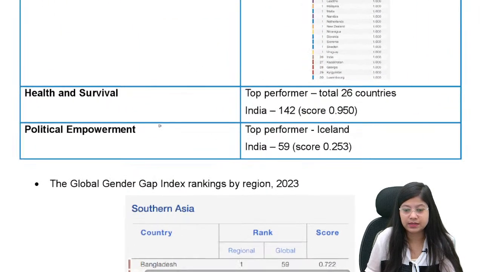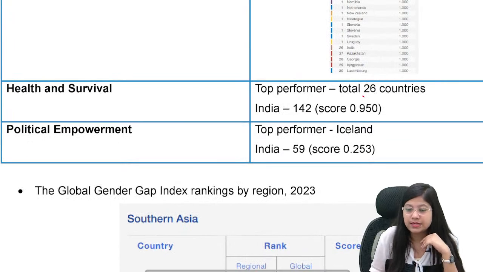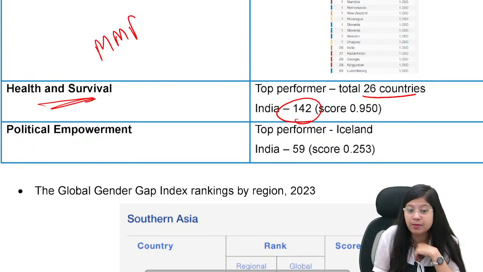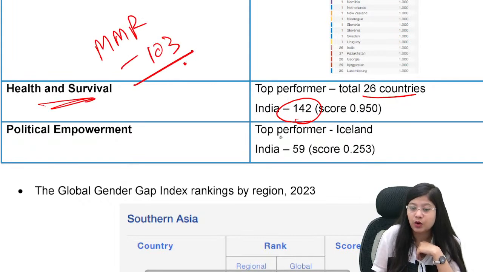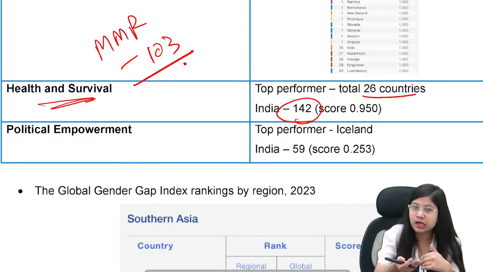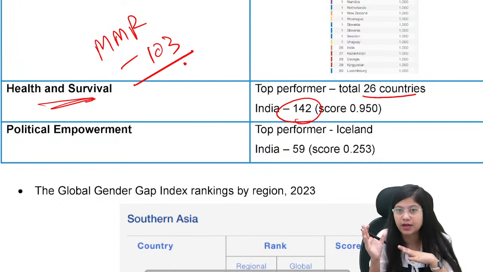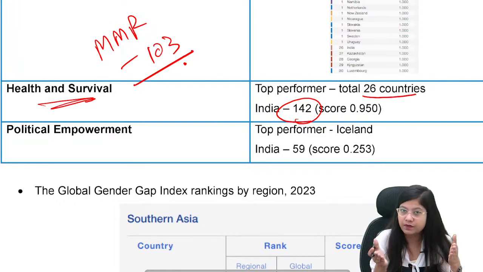Then in health and survival, 26 countries are top performers. India's rank is 142nd. In health and survival, remember the MMR, it is 103. As far as women's health is concerned, MMR is also a component of that. So India's MMR is 103. In health and survival we are clearly not performing very well.